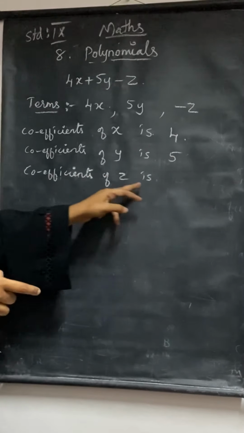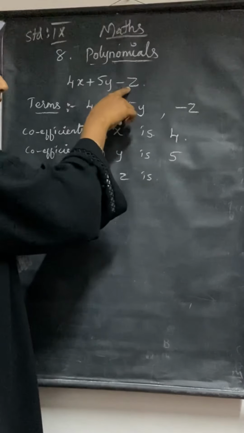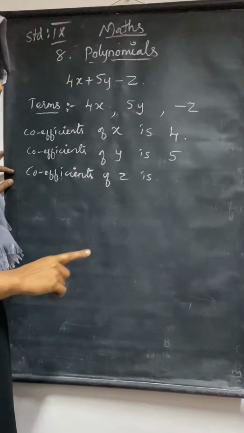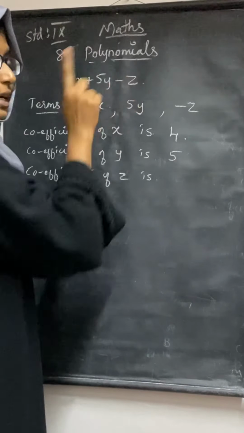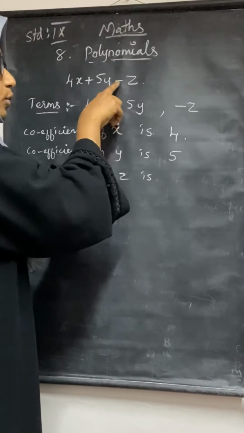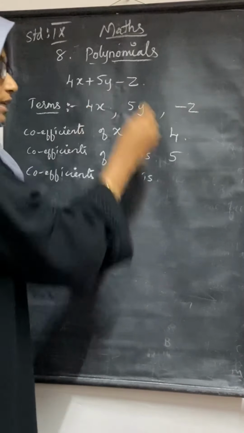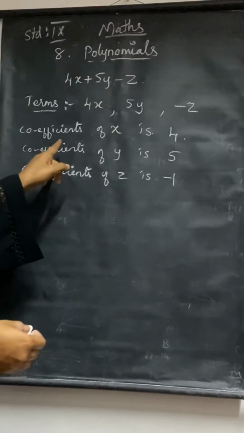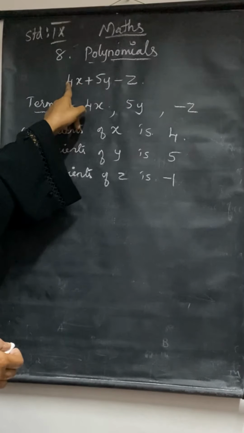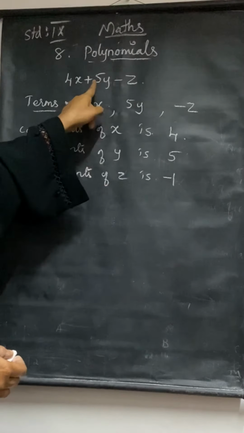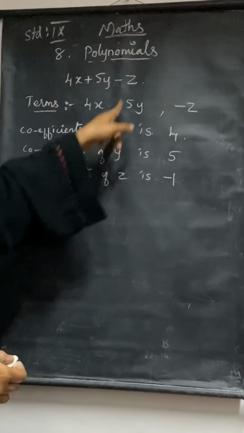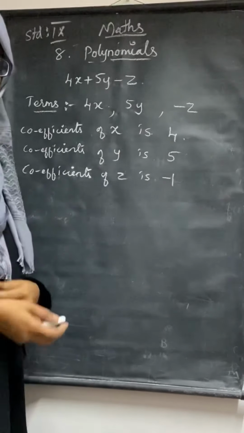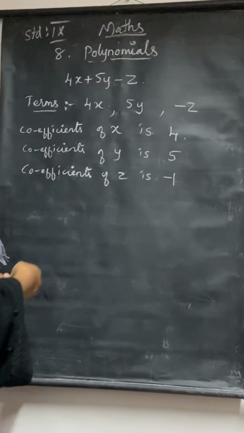Now, what is the coefficient of z? Here no number is written, but you have to understand there is always 1. It is actually 1z. And the sign also you have to put, so it is minus 1. Coefficient of x is 4, along with x you have 4. Coefficient of y is 5, along with y you have 5. Coefficient of z is minus 1, so minus also you have to put. So these are the terms and coefficients.